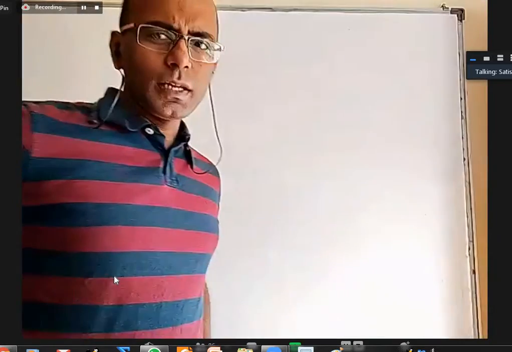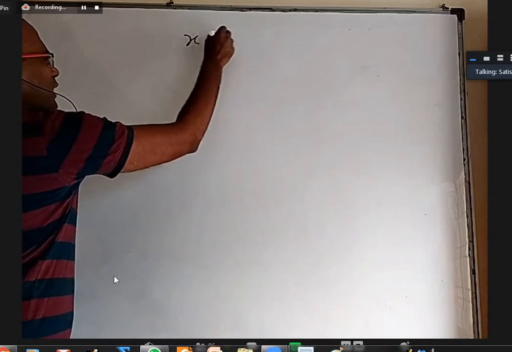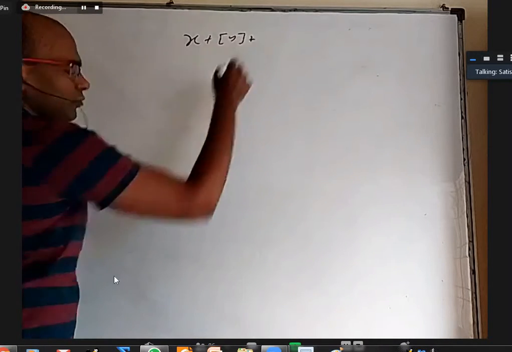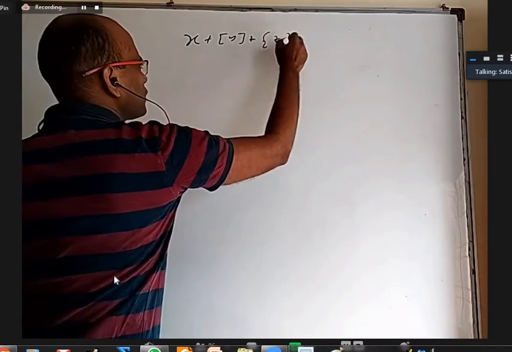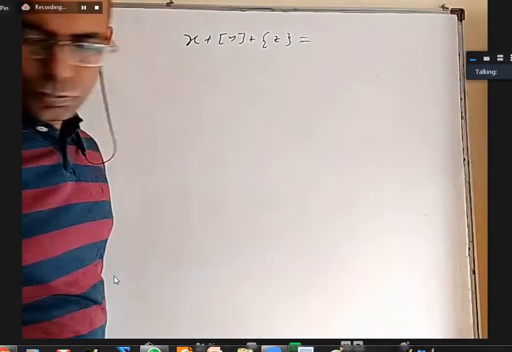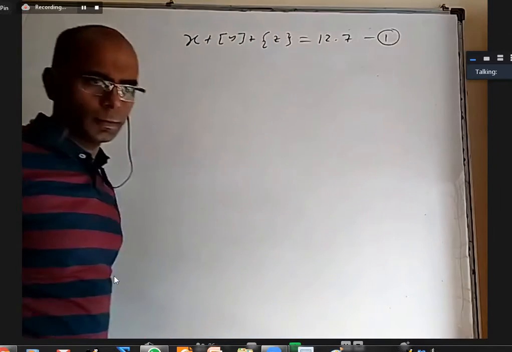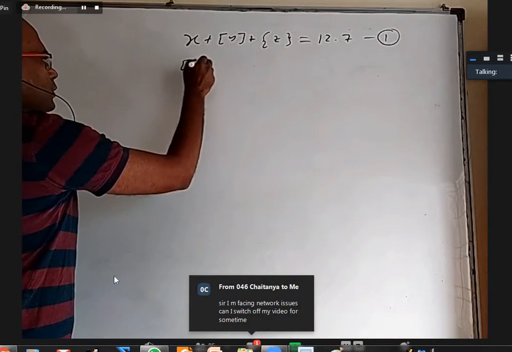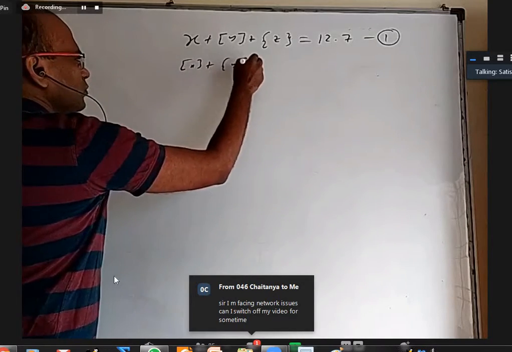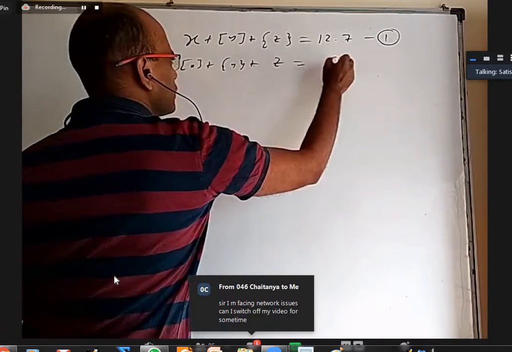Okay, it's about integer part and fractional part. Nothing difficult. The question gave us data: x plus integer part of y plus fractional part of z is 12.7. This is equation 1. Integer part of x plus fractional part of y plus z itself is 4.1.